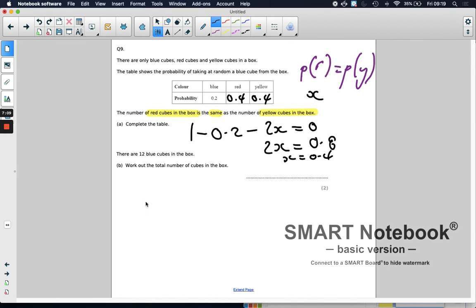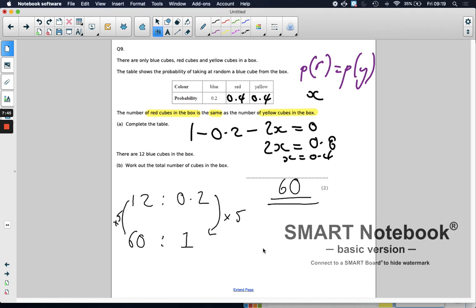It says there are 12 blue cubes in the box. Work out the total number of cubes in the box. So 12 blue cubes means that 12 is 0.2. I want to find how many in total. Now the total will be represented by 1. So I need to think about what I need to do to 0.2 to get to 1. I multiply it by 5, so I'm going to multiply this side by 5 as well, and I get 60. So it's 60 cubes in total.